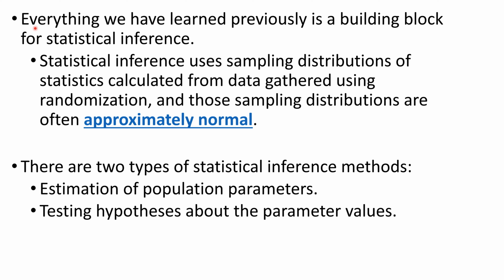Statistical inference uses sampling distributions of statistics calculated from the data gathered using randomization, and those sampling distributions are often approximately normally distributed. There are two types of statistical inference methods. The first one is estimation of the population parameters. The second is testing hypotheses about the parameter values.